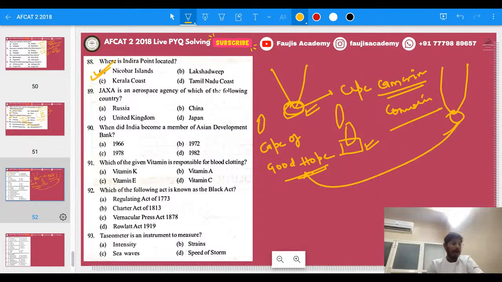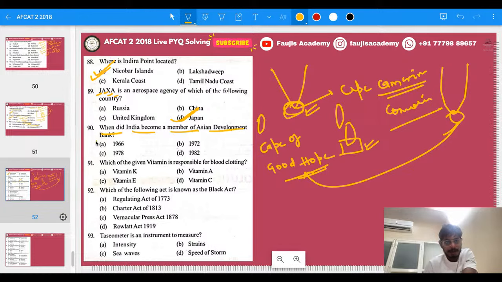JAXA is the aerospace agency of which country? It's the aerospace agency of Japan, named the Japanese Aerospace Exploration Agency. Yes, Africa, that's correct.